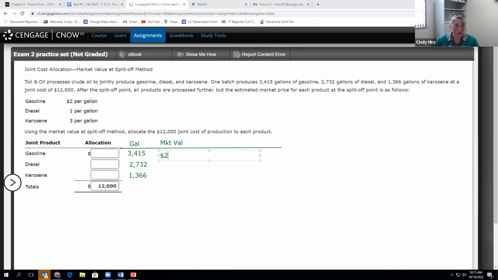So for gasoline, it's $2. Wouldn't that be nice, $2 gasoline? This is not the total cost anyway, but just reminiscing. $1 for the diesel and $3 for the kerosene. And so we can use that to find the total market value.